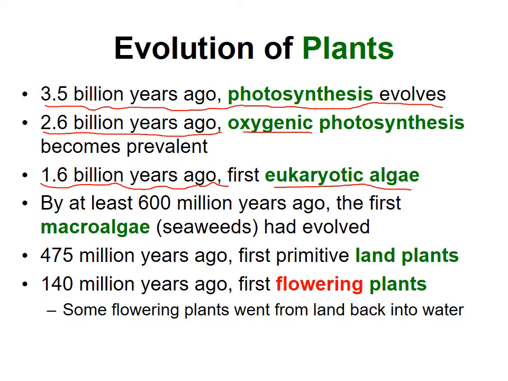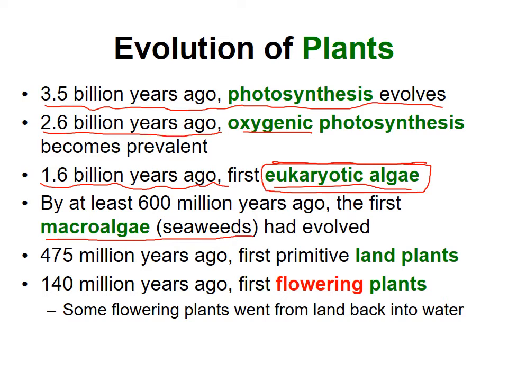And that actually happened multiple times, which complicates the family tree of the eukaryotic algae, because there are many sort of unrelated types of heterotrophic microbes that became photosynthetic via endosymbiosis of eukaryotic algal symbionts. Anyway, some of those eukaryotic algae developed multicellular body structures and became the macroalgae, the seaweeds. We don't know exactly when that happened, but it was by at least 600 million years ago, because we have fossil evidence of multicellular seaweeds by then.